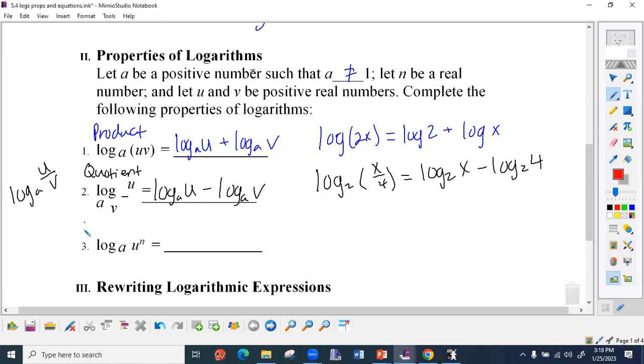The last one is called our power property. And it's not quite like exponent rules, okay? With exponents, our power property, we multiplied, right? So essentially we are multiplying, but not multiplying how you think. What happens is if your argument has a power, that power can become your coefficient. So if the argument has a power, the power can become the coefficient. So it becomes n log base A.